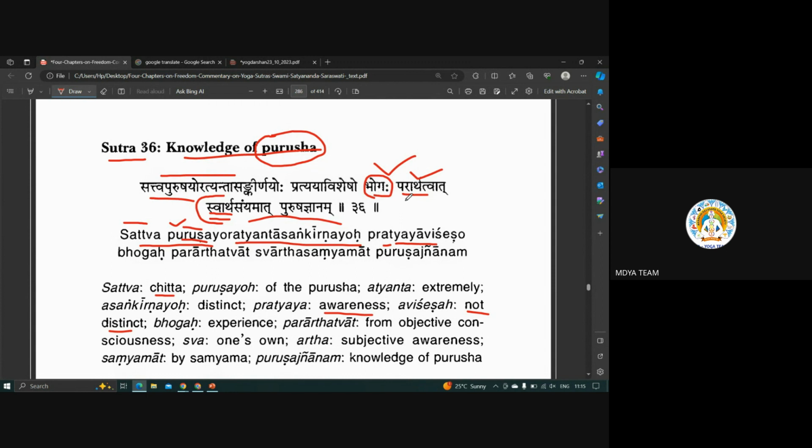Generally, we focus on the Prartha. That's why we are confused in differentiating between the Mahata and the Purusha, because generally we focus on the Prartha vritti. But here Patanjali ji is telling us to focus on the Swartha vritti, because with the help of that, we can get the exact knowledge of the Purusha. So directly he is telling Swartha Sanyamata. Sanyam on the Swartha vritti, you will get the Purusha Jnanam. You will get the knowledge of the soul.